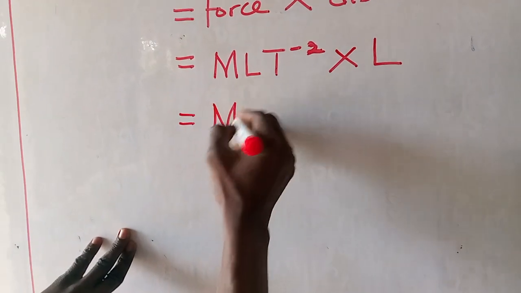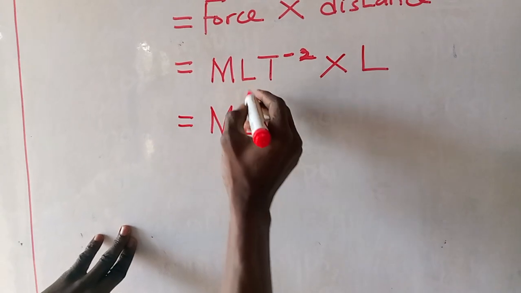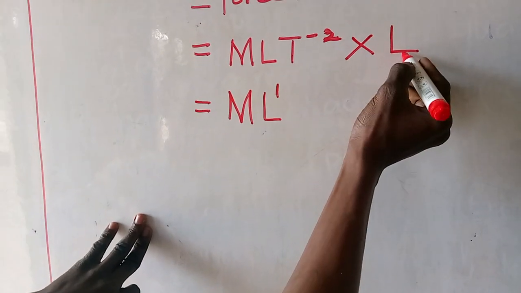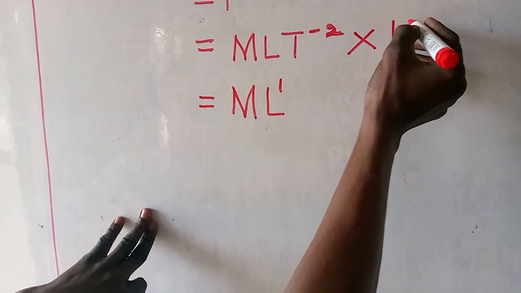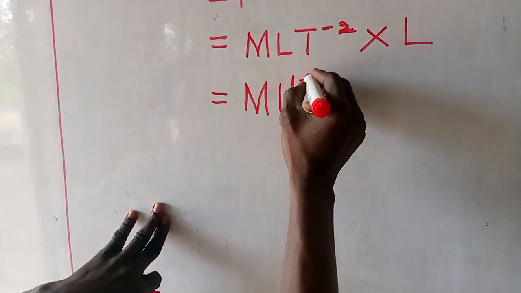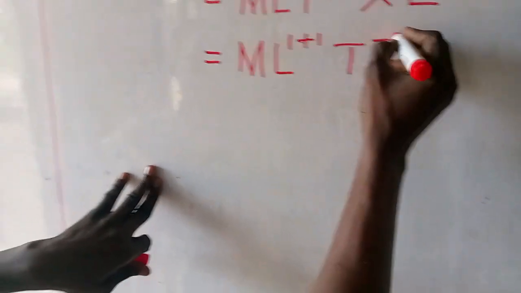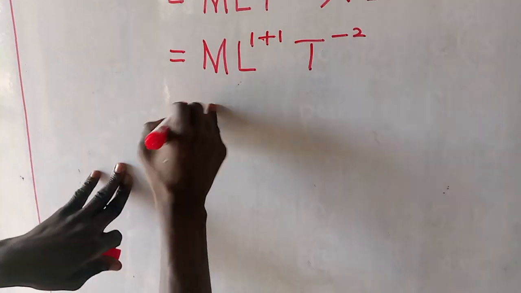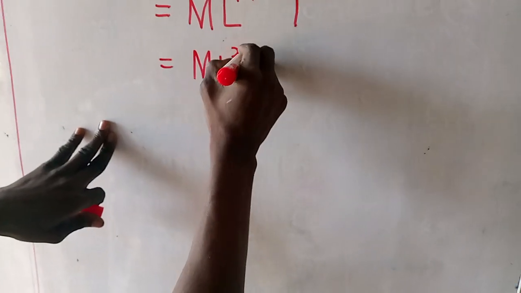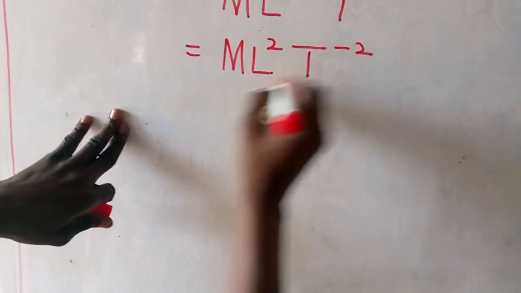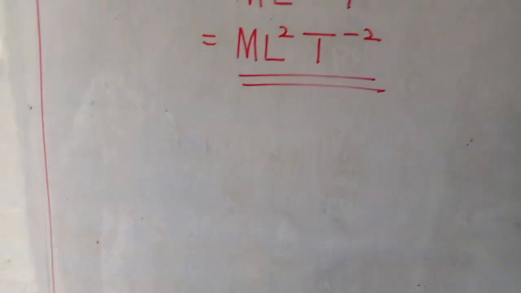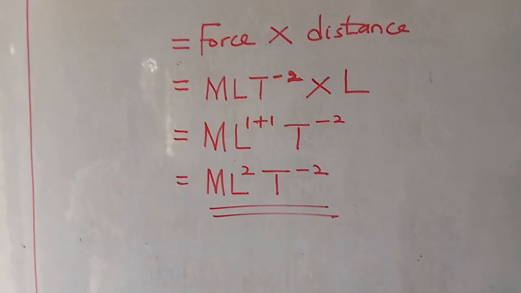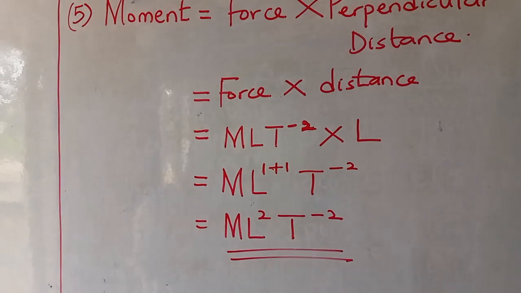So that will be M. This L is raised to power 1 already, so times becomes plus indices. This raised to power 1 becomes plus 1. T raised to power minus 2. And so our answer is ML^2 T raised to power minus 2. This is the dimensional analysis for moments. Please check it. I hope it's clear to you.